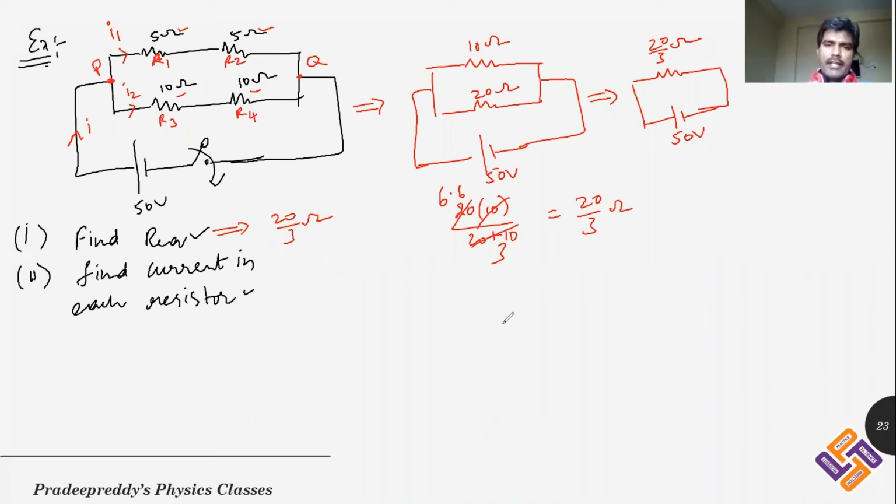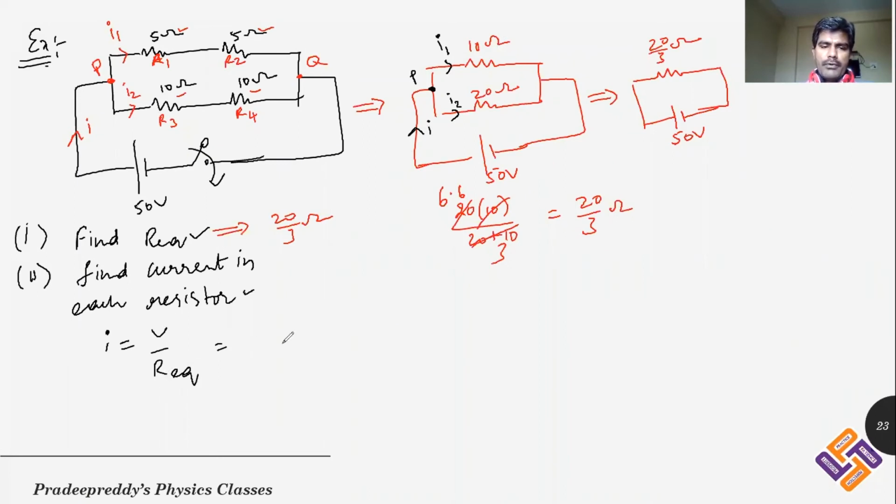This is current I coming to point P. I1 current enters the 10 ohm branch and I2 current enters the 20 ohm branch, because 10 and 10 in series make 20, and 5 and 5 make 10. Now I want to find the effective current I equal to V divided by R equivalent. Without knowing the value of I, you cannot calculate I1 and I2. Therefore, first I am finding I, which is V by R equivalent.